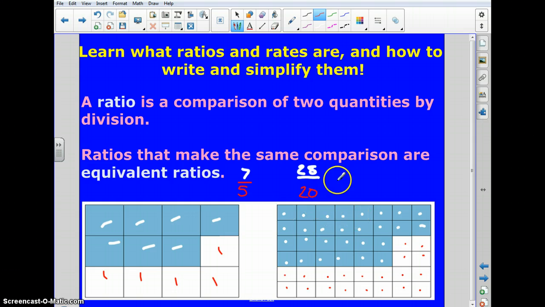If we were to simplify both of these down to their lowest terms, which this one already is, 7/5, and we simplify this one down to lowest terms, divide by 4, I get 7, divide by 4, I get 5, they have the exact same simplified form, so those would be considered equivalent ratios. They're the same simplified both ways. And you can notice in the picture that they represent the same comparison, dark to light.